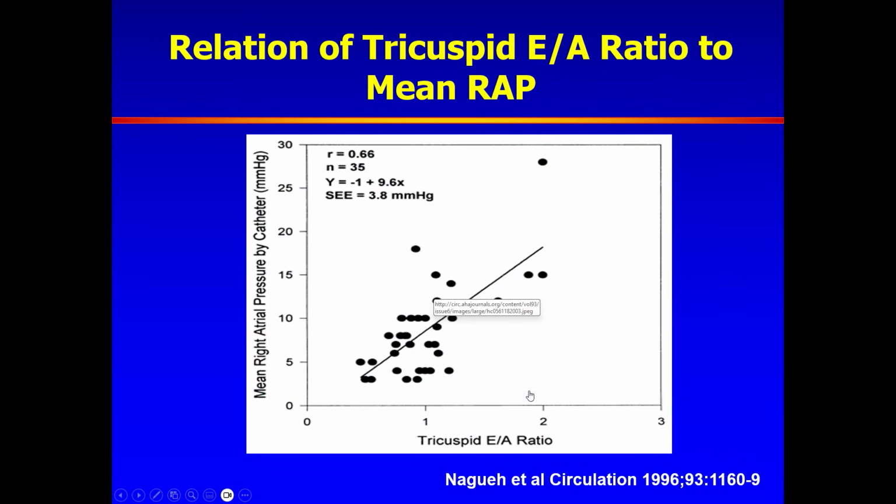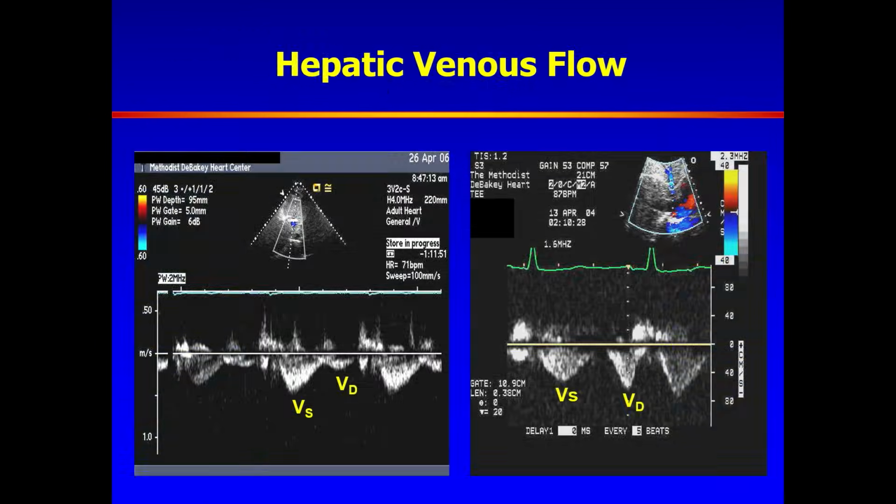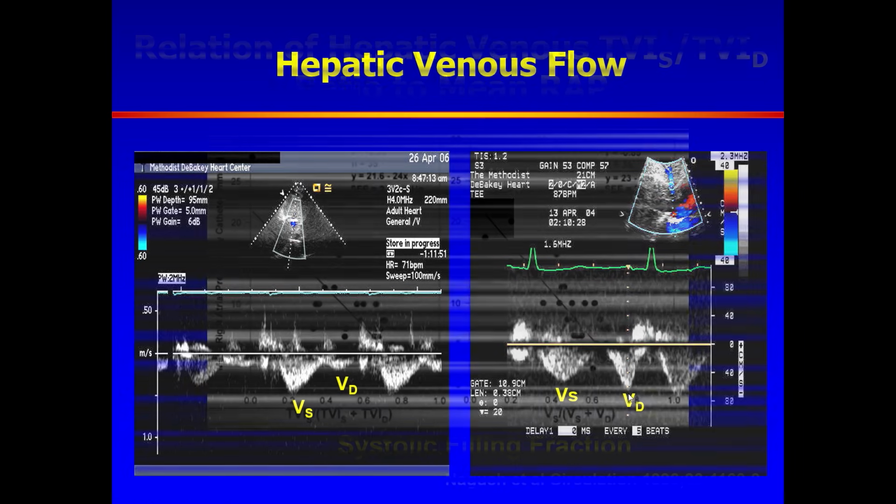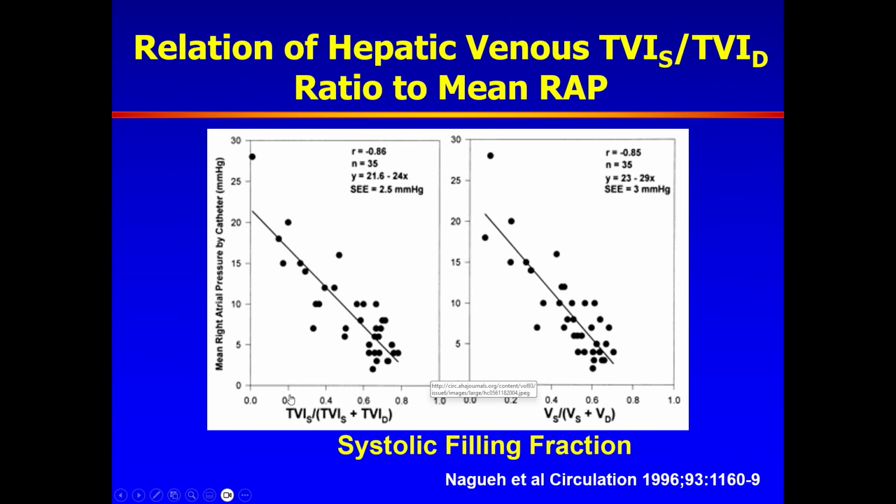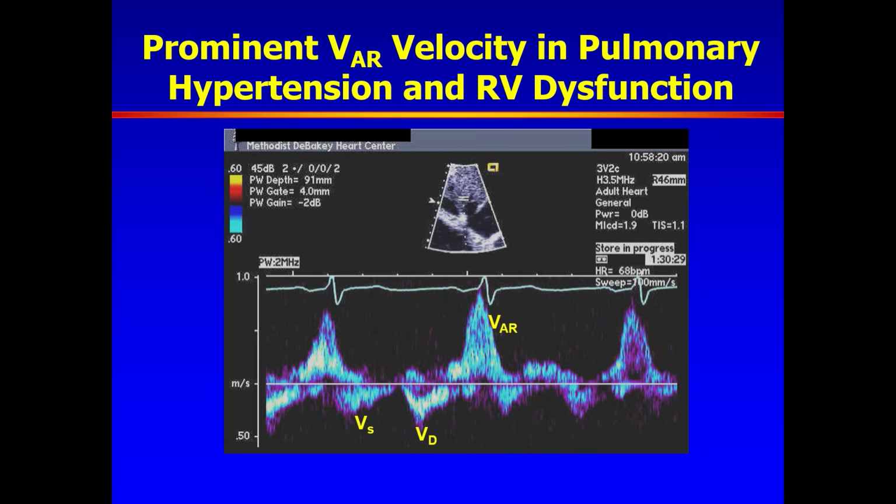There is a significant association with the E to A ratio, but quite a degree of spread as well. So by itself, you need to put it in the proper clinical context before relying on it. Hepatic vein flow is similar to pulmonary vein flow. As RAP goes up, the proportion of forward flow during systole becomes less relative to diastolic flow. There is an inverse relation with what we call the systolic filling fraction, or how much flow occurs in systole relative to the total flow duration. This is a significant association and works in patients who are on mechanical ventilation as well.